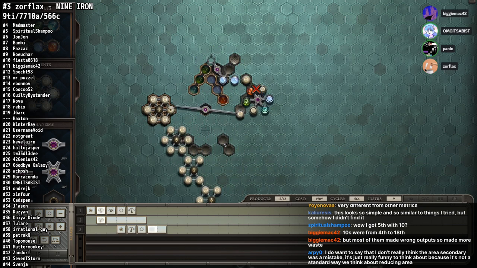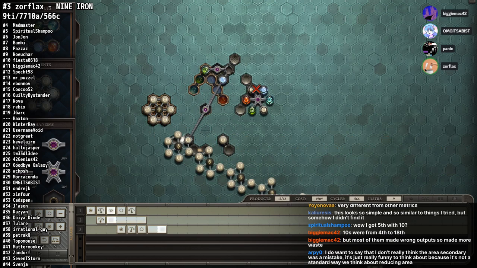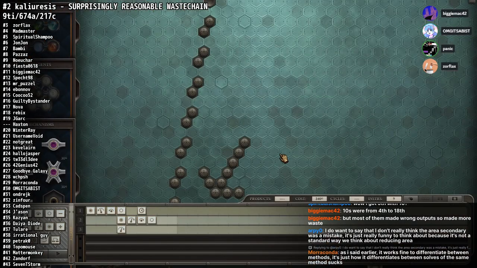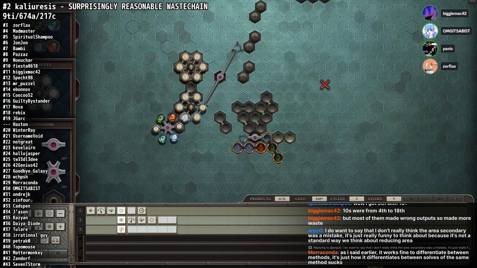Okay, well, next is up. Is that an equivalent bet? Is that a two-way bet or just on Steven's end? No, that's a one-way bet. All right. So yeah, congrats on number 3, Zorflex. Surprisingly reasonable waste chain. Now we have number 2, Calyresis, with another 9 TI. 674 area. Wow.